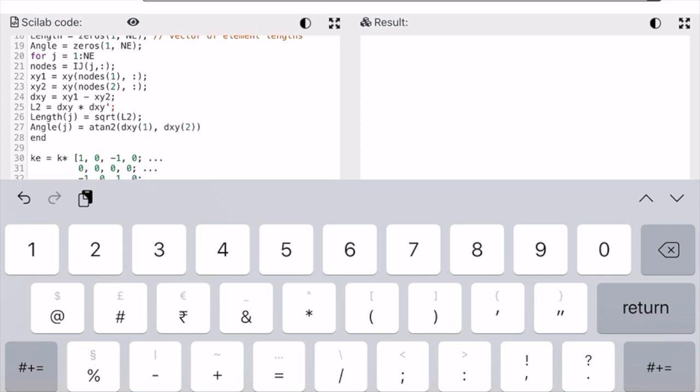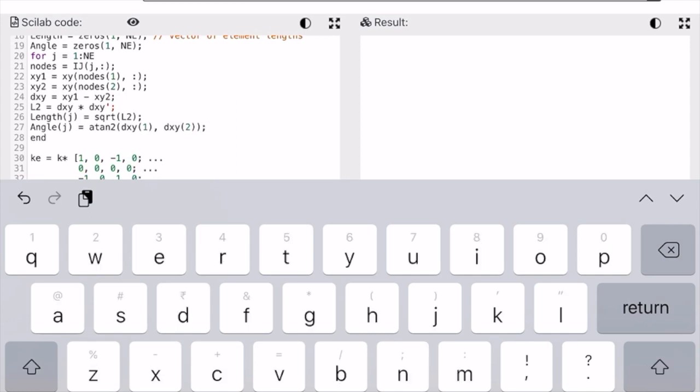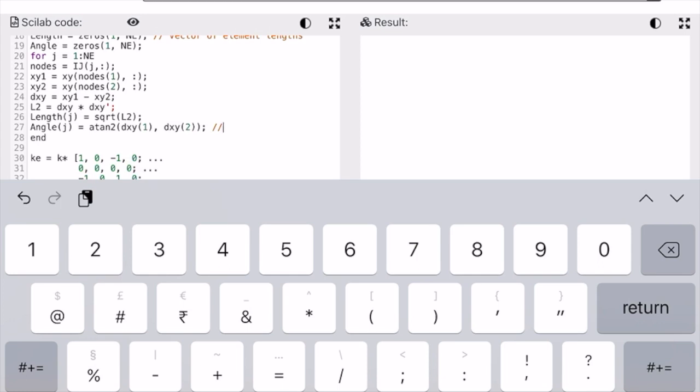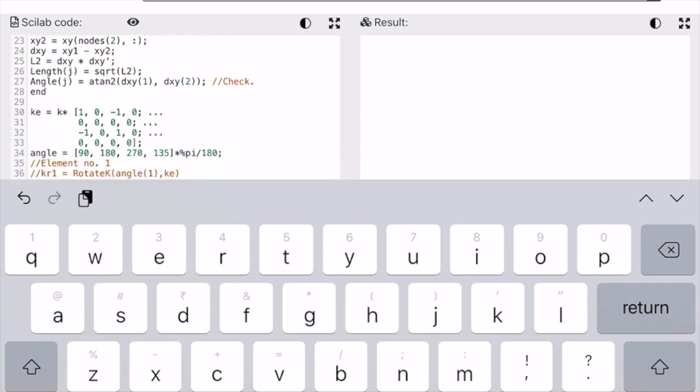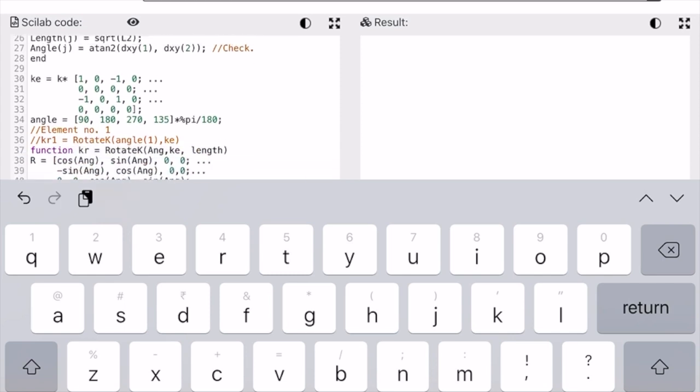Yeah, like this. Okay, so this should give us the angle. Okay, so we will just comment here "check", just to say check here whether it is correct or not. So we will check later. So we got the angle.